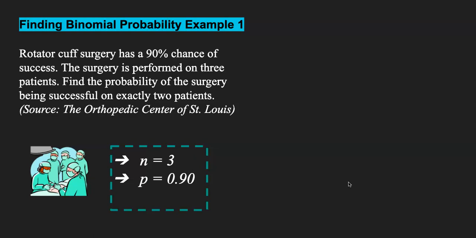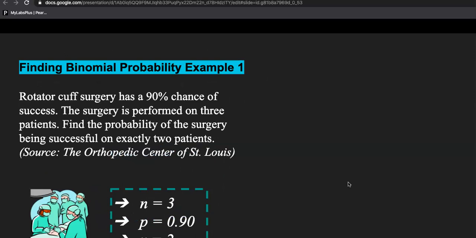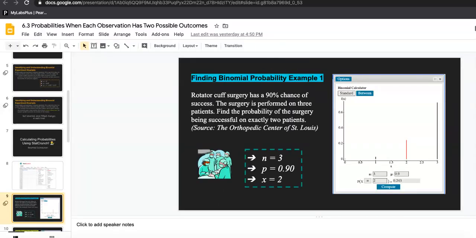Now, what do we want to find? Find the probability of the surgery being successful on exactly 2 patients. So what's x? x is 2. Now we're going to find the probability of exactly 2 surgeries being successful using StatCrunch together. This is a binomial case, and all you need is n, p, and x, and we're ready to go into StatCrunch.